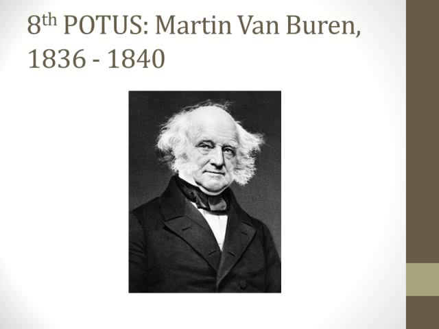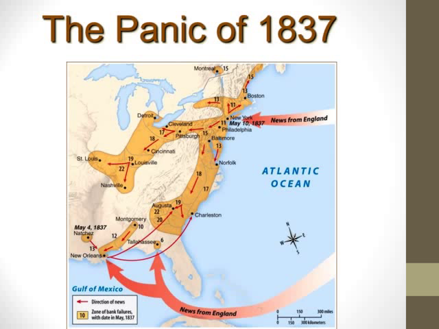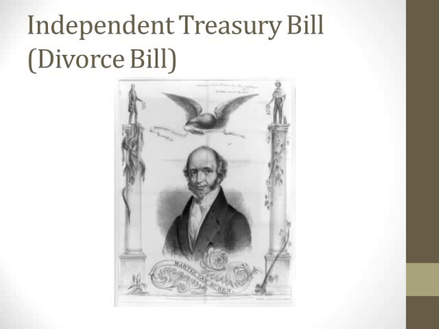And really, the only thing you have to know about Martin Van Buren is that he inherited the panic or depression of 1837 because of the things that Jackson did. He becomes very unpopular. But one thing he does try to do is the divorce bill or the independent treasury bill, which means what do we establish?